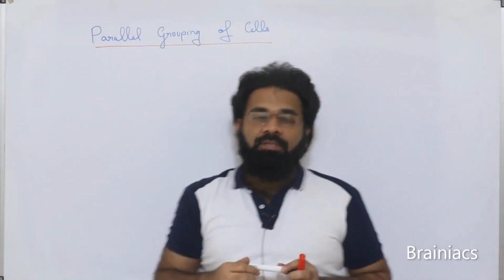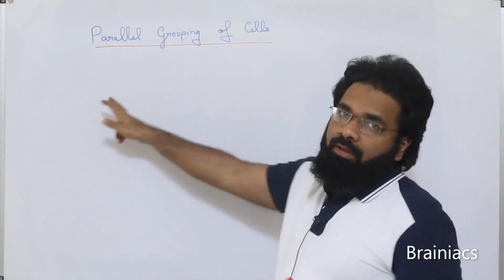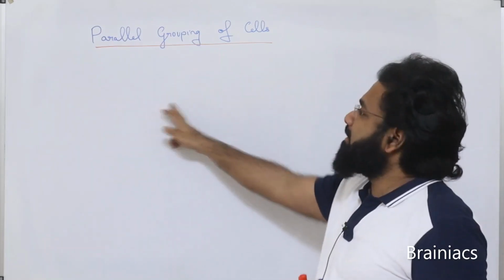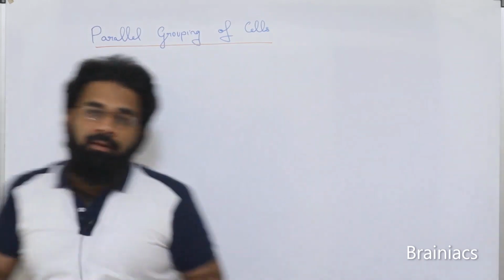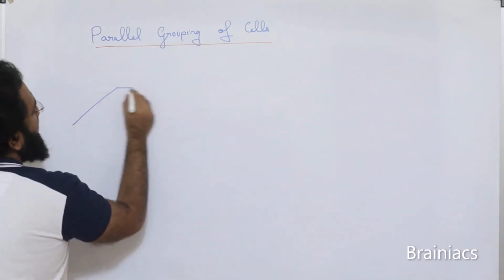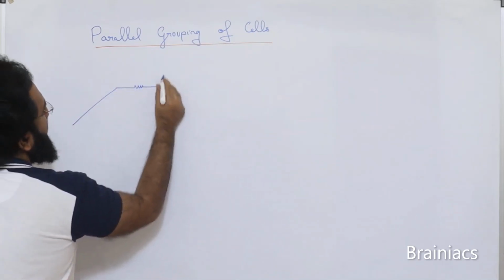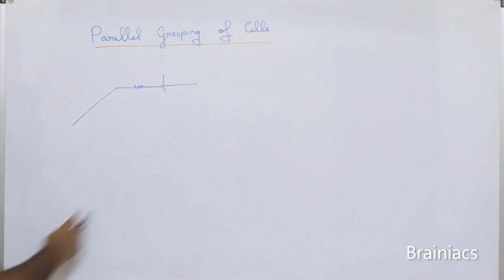Now next topic is parallel grouping of cells. We have arranged cells like series. Now we will set the cells in parallel and we will see what is the effect. So two cells we will take as parallel. Okay, two cells we will consider as parallel.